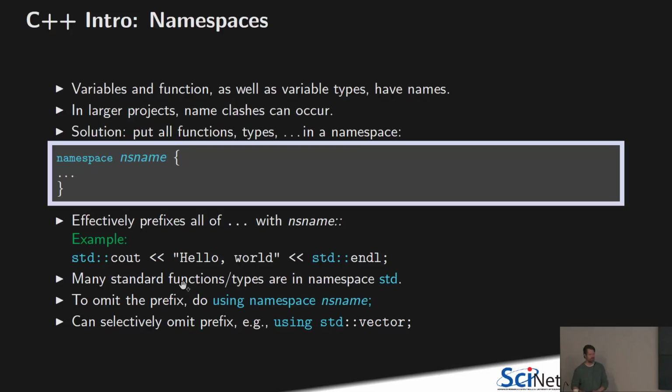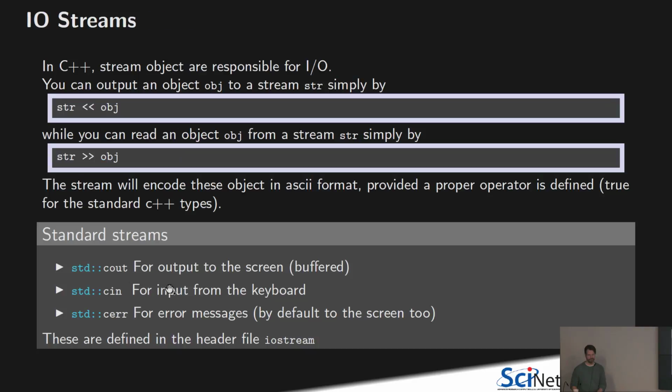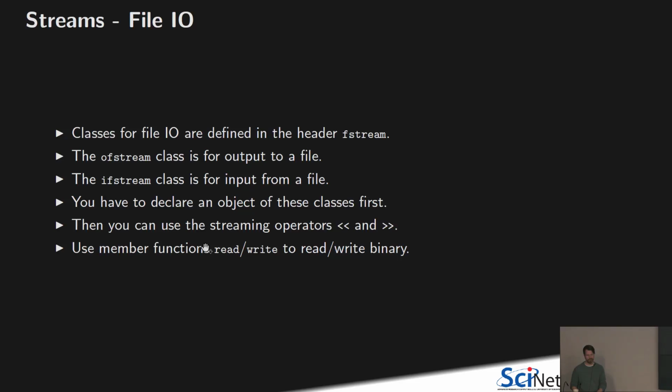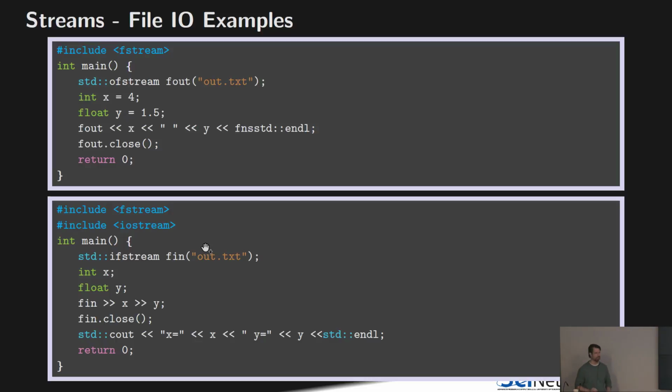I talked about namespaces only in the sense that you can have an automatic prefix, and a lot of these things are in std::. That's just a way of making sure you don't define a variable cout that clashes. Finally, the IOStreams: we saw this one, but we didn't see the file one. I'm just going to show you the file one.